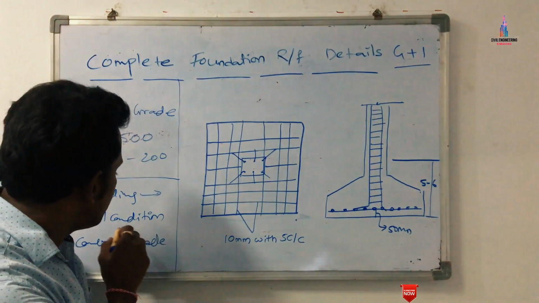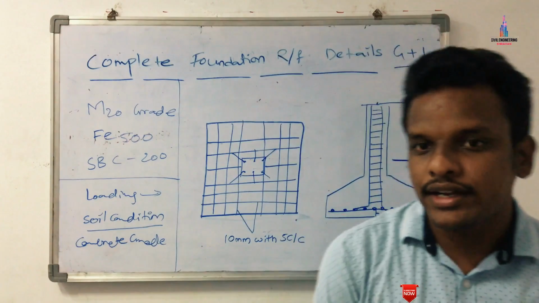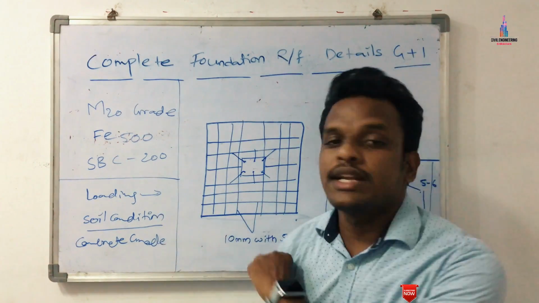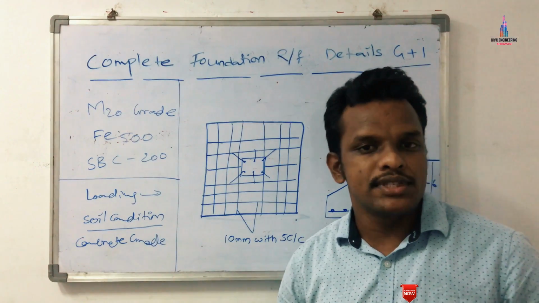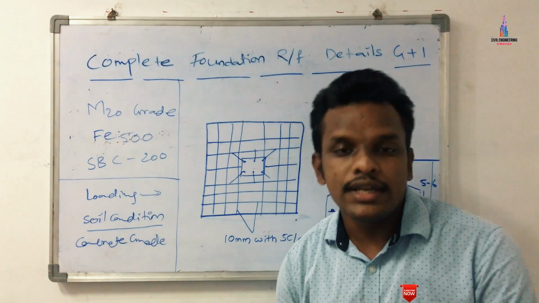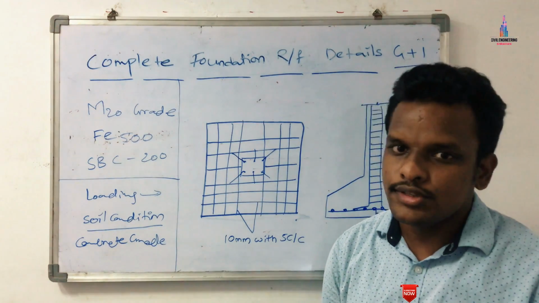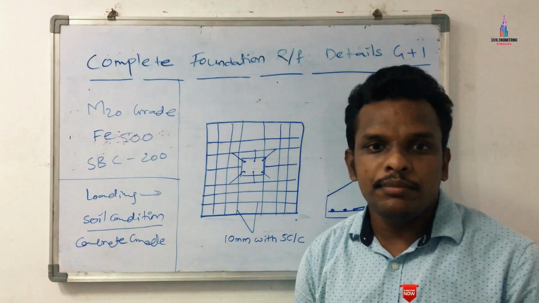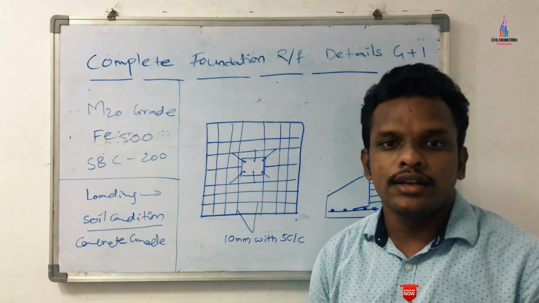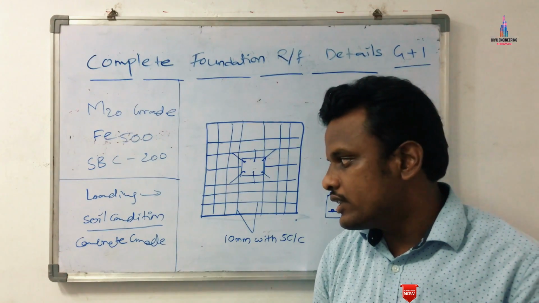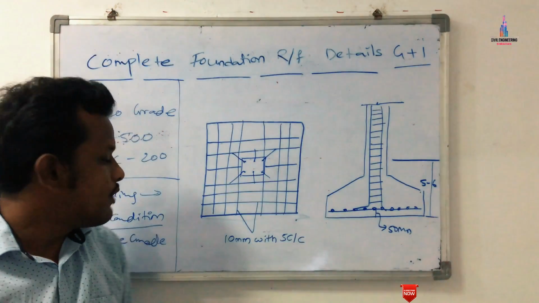The second one is the soil condition. The soil condition is also an important factor we need to consider for designing the foundation. Soil conditions are divided into three categories: first is loose soil condition, second is medium soil condition, and third is hard soil condition. If you construct a building on loose soil, due to the low strength of the existing soil, the structure requires a high amount of reinforcement. This is the factor we need to consider.